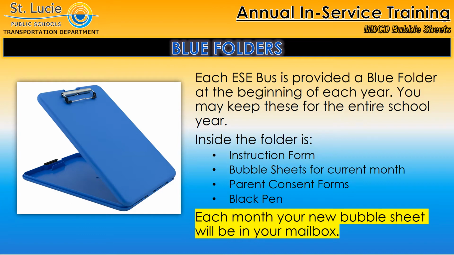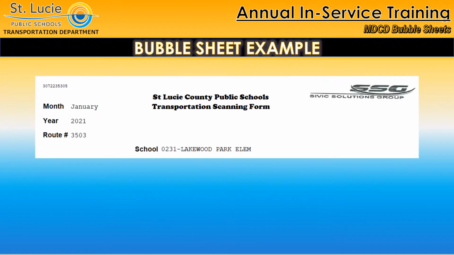Each ESE bus is provided a blue folder at the beginning of each school year. You may keep the blue folder for the entire school year. Inside is the instruction form, bubble sheets for the current month, extra parent consent forms, and a black pen. Each month, your new bubble sheets will be in your mailbox. Let's take a look at a bubble sheet.